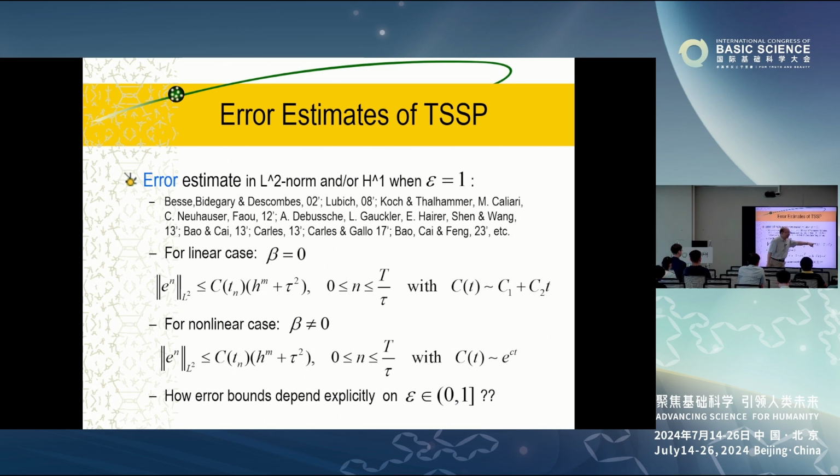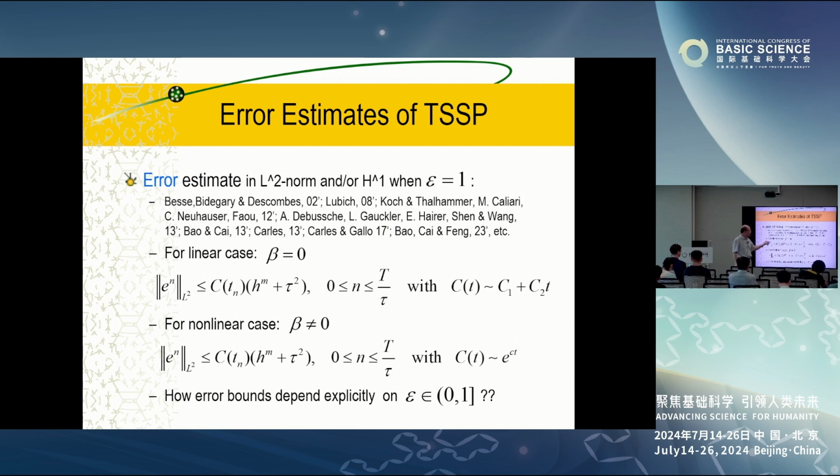Remember, C of t equals somehow C1 plus C2 t. In fact, one can understand this is due to the split method, which is a unitary flow in the L2 norm for this Schrodinger-type equation. So this is very interesting. For this linear problem, the error in the L2 norm is less than or equal to C of t times this quantity.